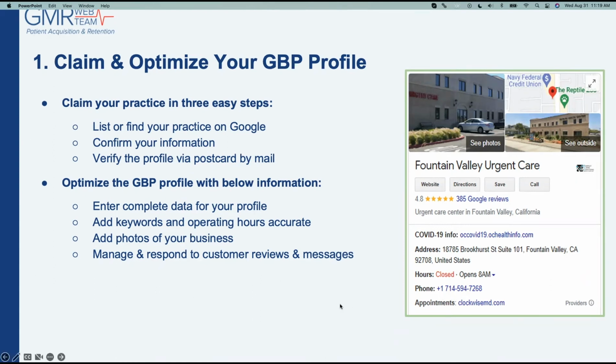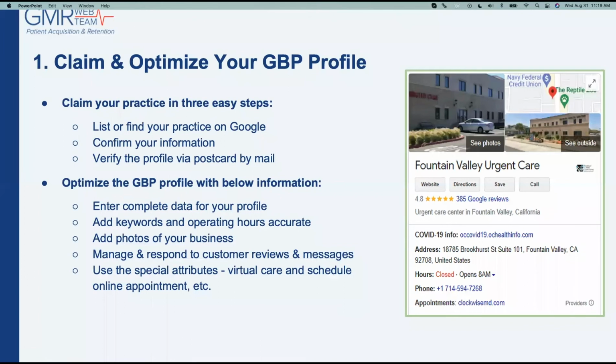And also make sure you use any special attributes that they have, whether it's virtual care or scheduled appointments, or adding your COVID-19 info. Now, Google Business Profile likes to indicate whether you're woman-owned, minority-owned, or things like that. So take advantage of where you can, because the more information you provide, the more relevant you're going to be to people searching and for Google's algorithm. So that's with Google Business Profile.